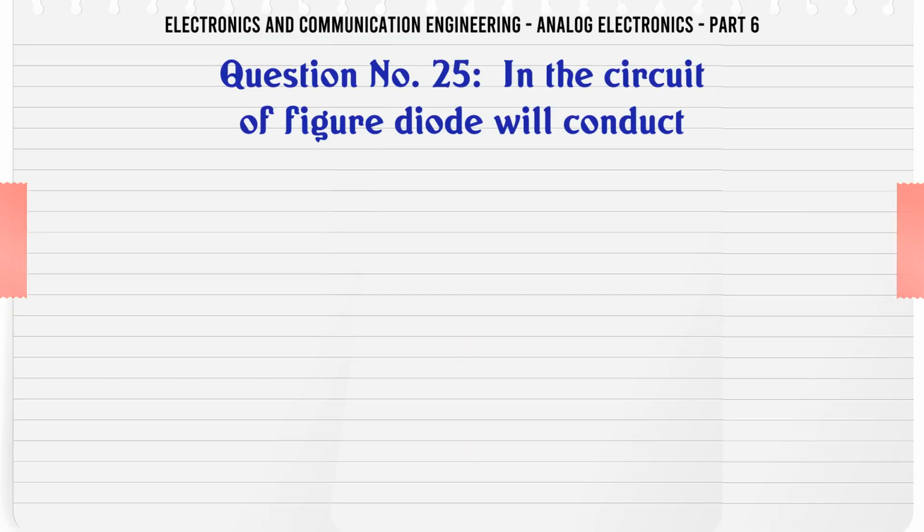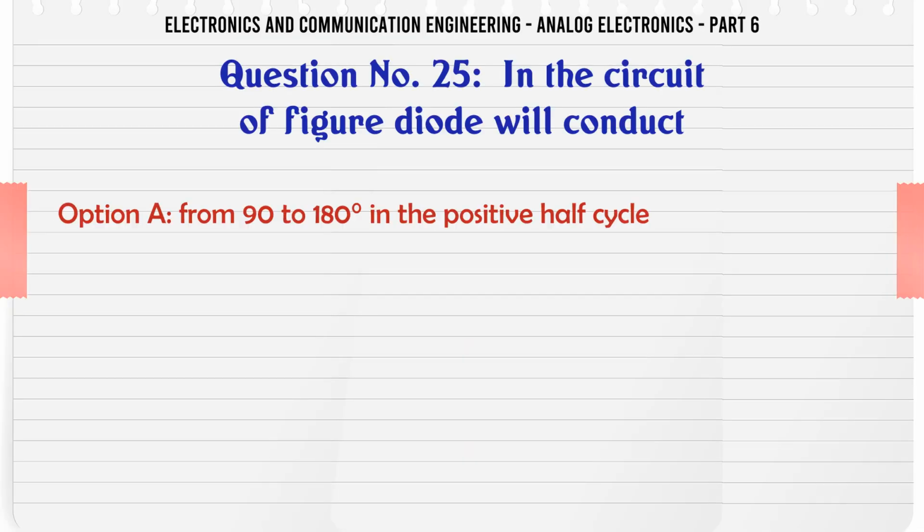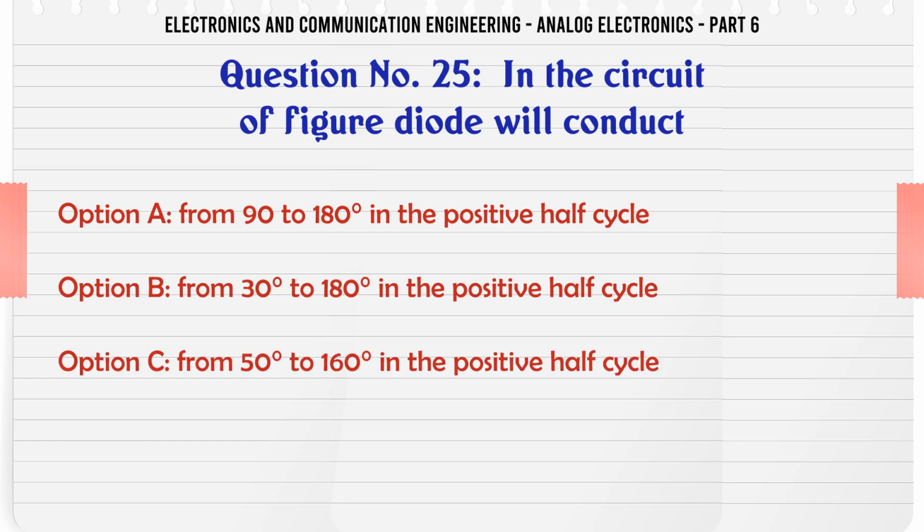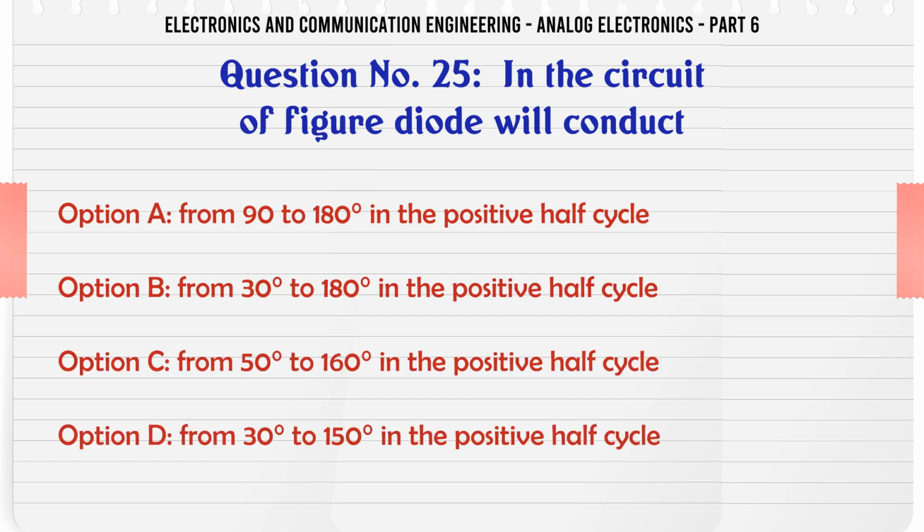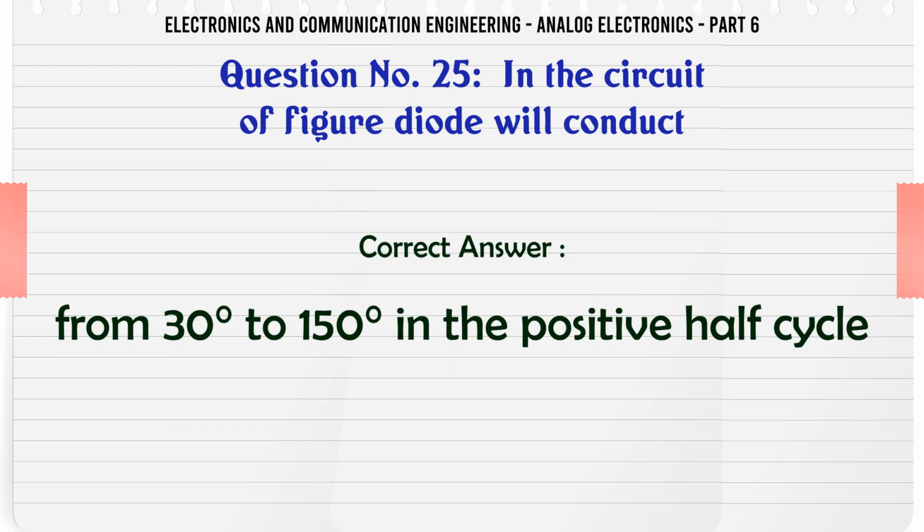In the circuit of figure, diode will conduct: A. from 90 to 180 in the positive half cycle, B. from 30 to 180 in the positive half cycle, C. from 50 to 160 in the positive half cycle, D. from 30 to 150 in the positive half cycle. The correct answer is from 30 to 150 in the positive half cycle.